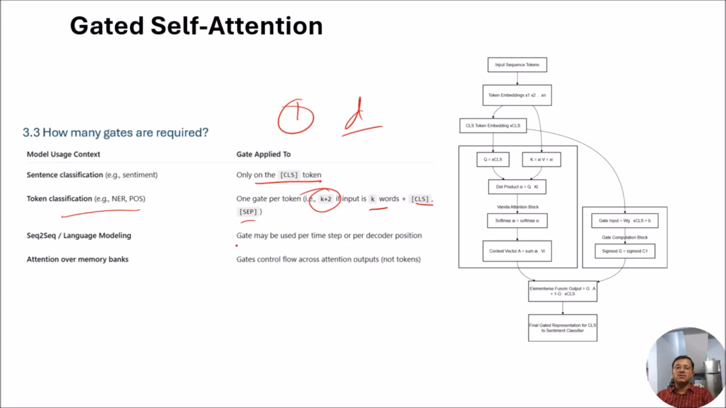It will depend upon two different things. First, it is based on the time steps or the decoder position. Again, for attention over memory blocks, it depends upon gate control flow across the multiple outputs. It doesn't depend upon the token.